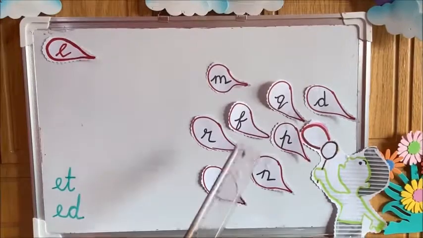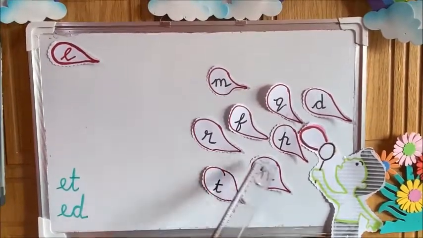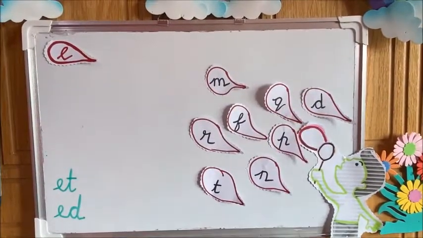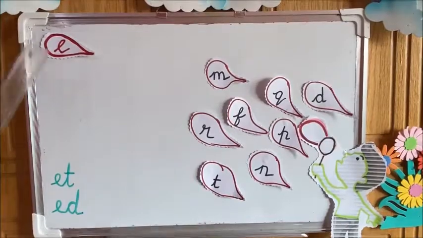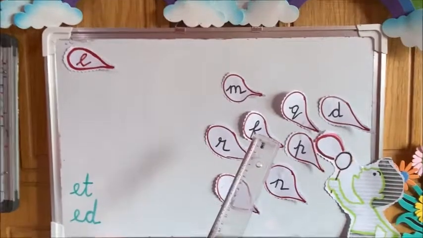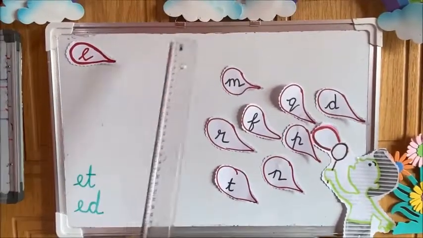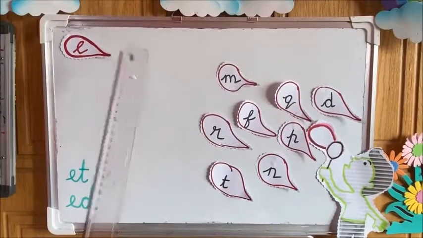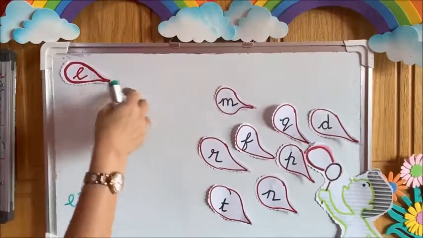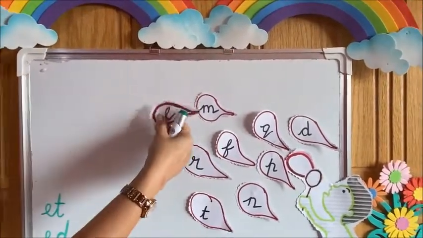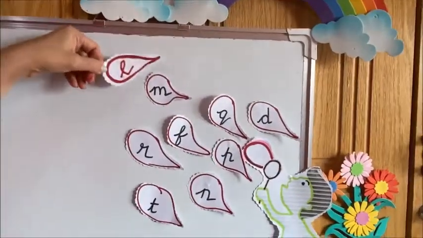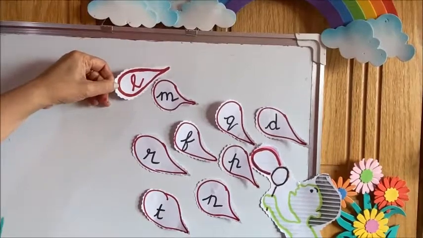So how many air bubbles did he make? 1, 2, 3, 4, 5, 6, 7, and 8. Now this E is also an air bubble. Now this E wants to make a family. So it is going to see which letter is good for it to make a family. When E chooses M, I don't think they make a good family. E and M, let me keep this down. E and M doesn't make a good family.